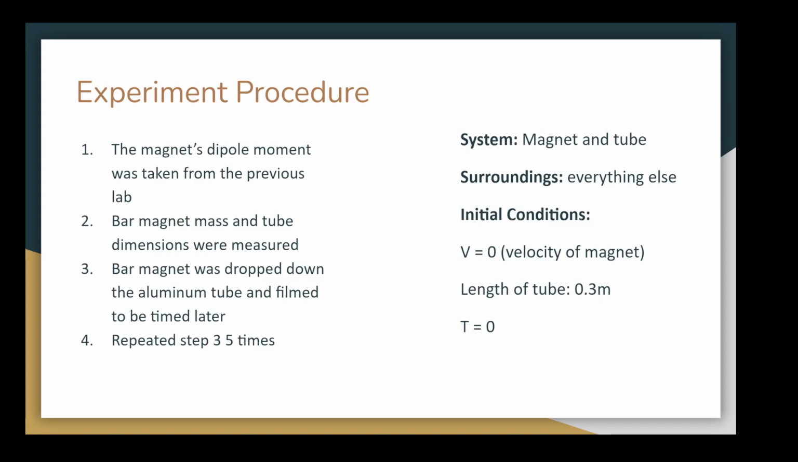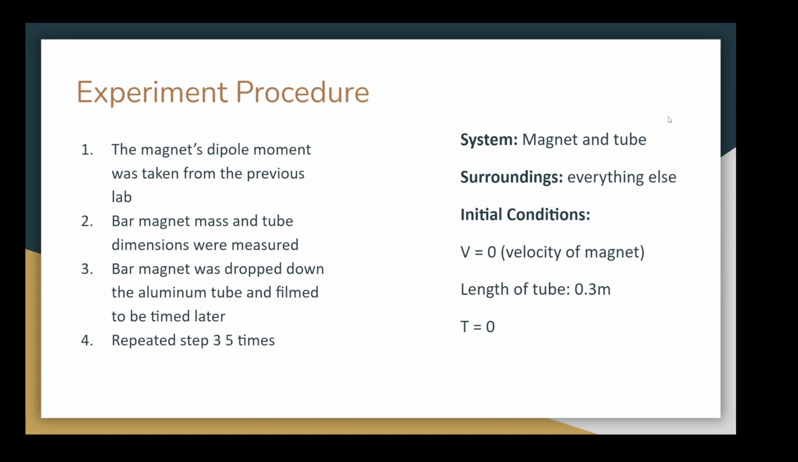Procedure-wise, we used the magnetic dipole moment in computational calculations from the previous lab. We took the mass and tube measurements of everything. Then we dropped the magnet down the tube 5 times, filmed it, and took the time from the film so it was more accurate instead of manually using a stopwatch.